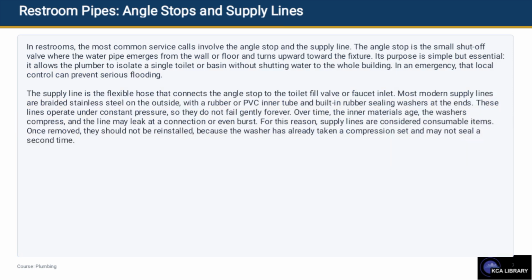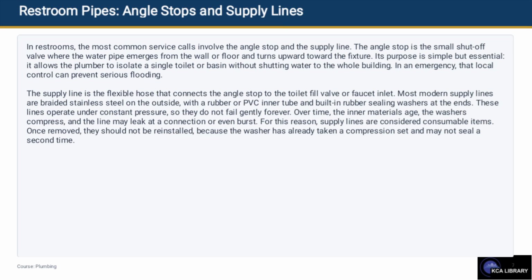Let's look at the angle stops and supply lines. In restrooms, the most common service cause involves the angle stop and the water supply. The angle stop is that small shutoff valve where the water pipe emerges from the wall or floor and turns upward towards the fixtures. Its purpose is simple but essential. It allows the plumber to isolate a single toilet or basin without shutting water to the whole building. In an emergency, that local control can prevent serious flooding.